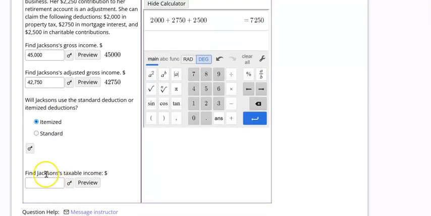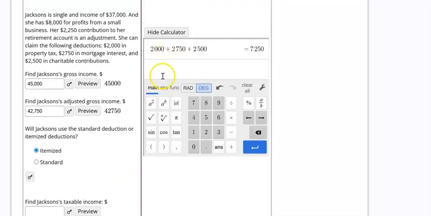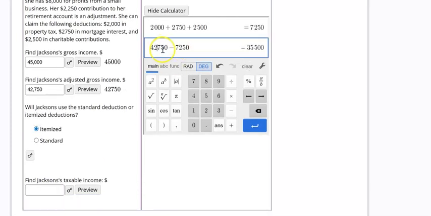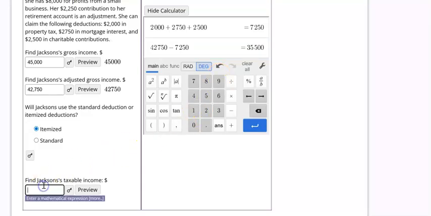Next question, find Jackson's taxable income. So taxable income is going to be adjusted gross income, which is $42,750, minus the deduction here, which is itemized, $7,250. That's the itemized. So you use those numbers and you get $35,500. So pretty much Jackson's taxable income is going to be $35,500.